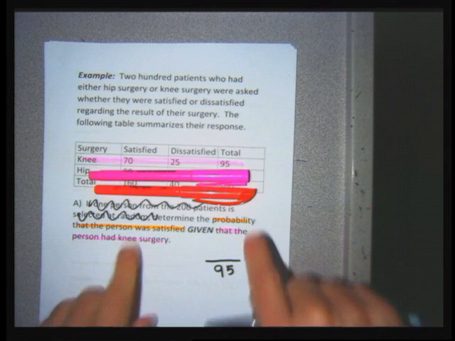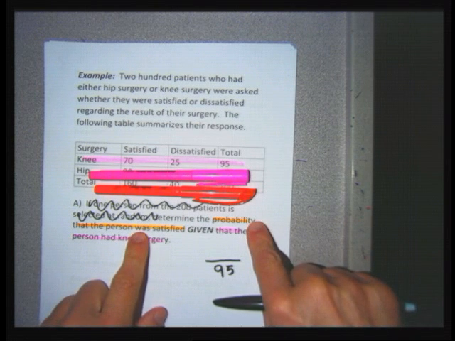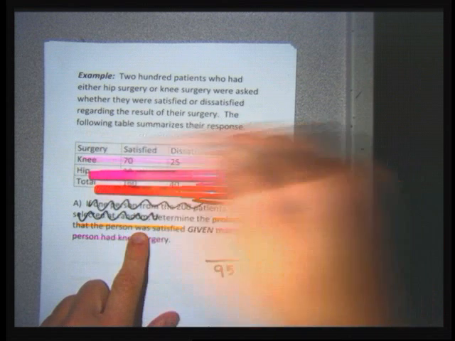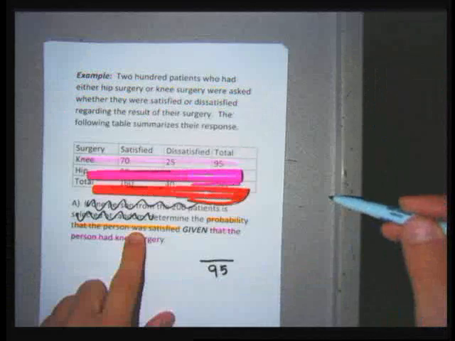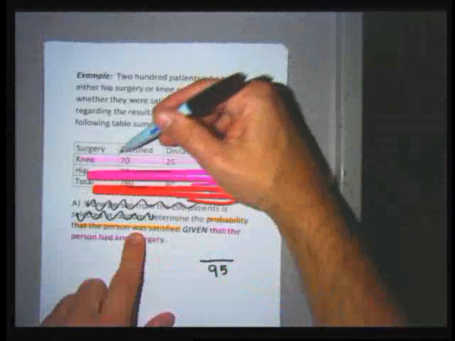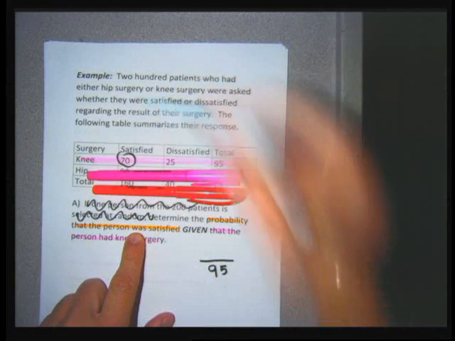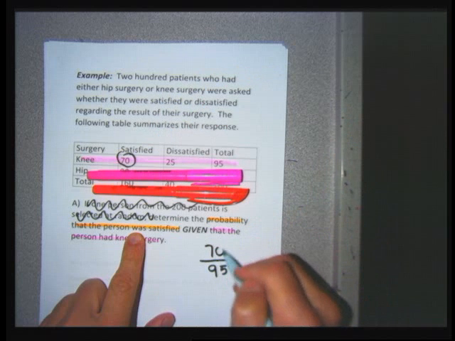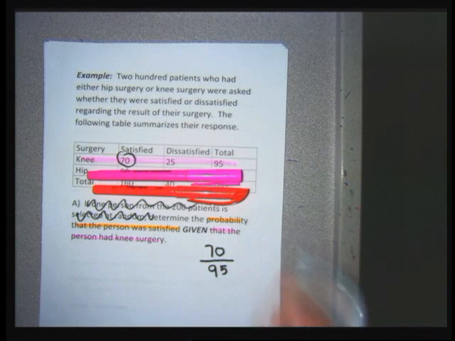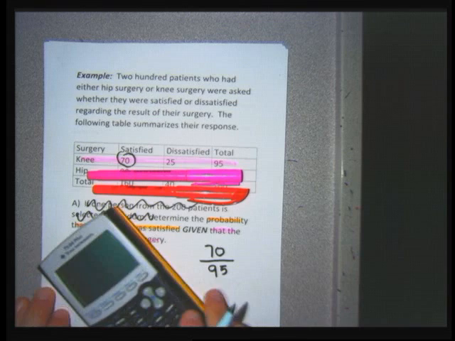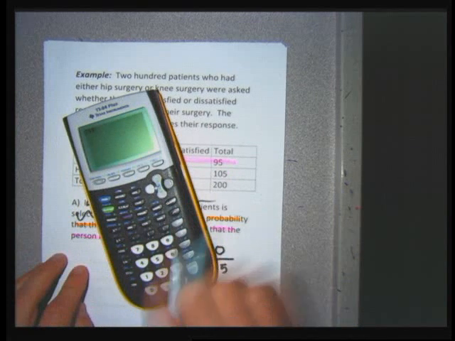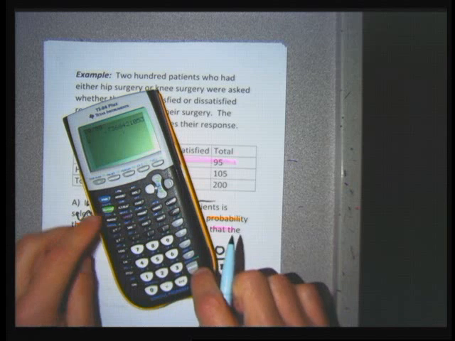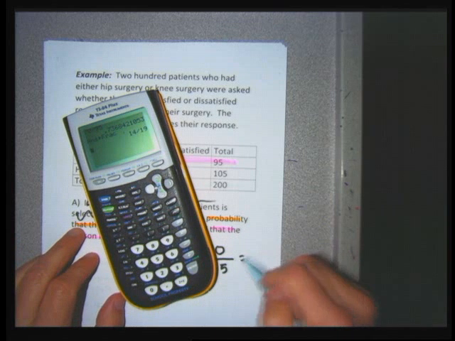Now I want to find the probability that the person was satisfied. So within the people that had knee surgeries, I want to find the number of people that were satisfied, and that's the number that's going to go in the numerator. So this is going to be 70 over 95, and I'm just going to reduce that fraction. First time I need my calculator today. So 70 divided by 95, math, enter, enter. I'm going to get 14 over 19.